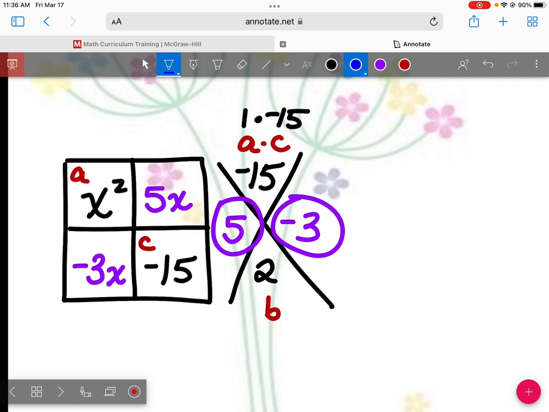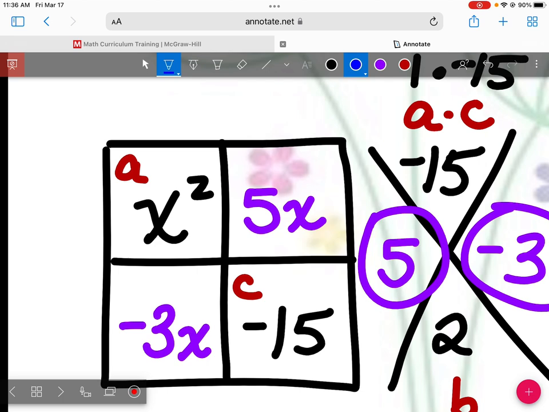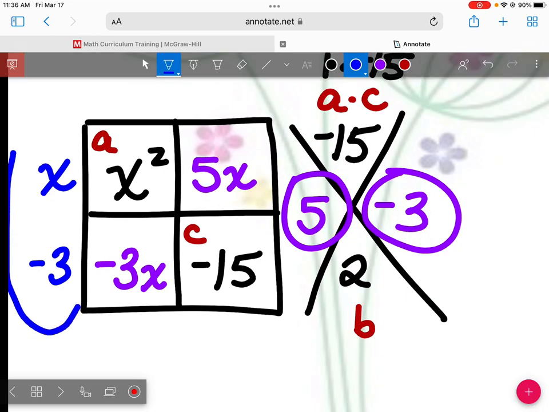Greatest common factors for all my rows and columns. What can I take out of x squared and 5x? X. What about negative 3x and negative 15? Negative 3. How do we know it's negative? Because it's touching a negative right here. So x minus 3 is one of the factors.